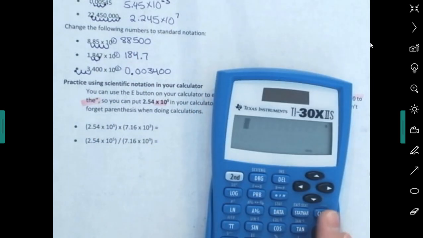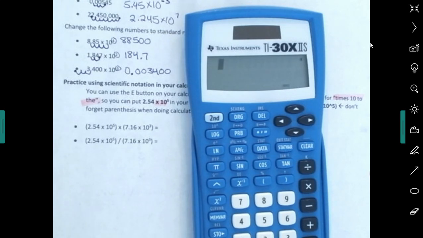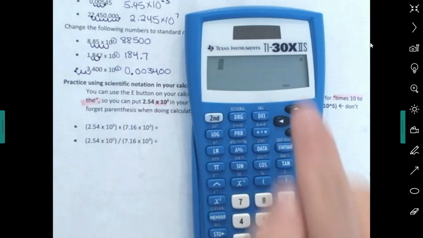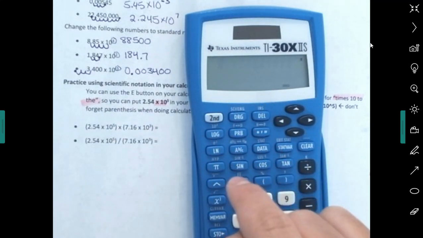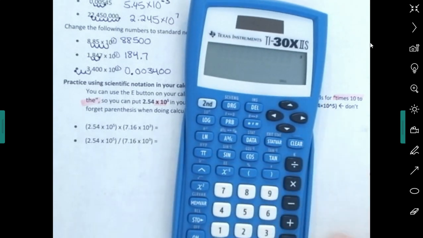So we need to practice because so many kids struggle with putting numbers in scientific notation into their calculators. And don't just sit here and watch this video. You really need to practice this with your own calculator. So if you don't have your calculator in your hand right now, put your calculator in your hand because you need to practice this to know how to do it.